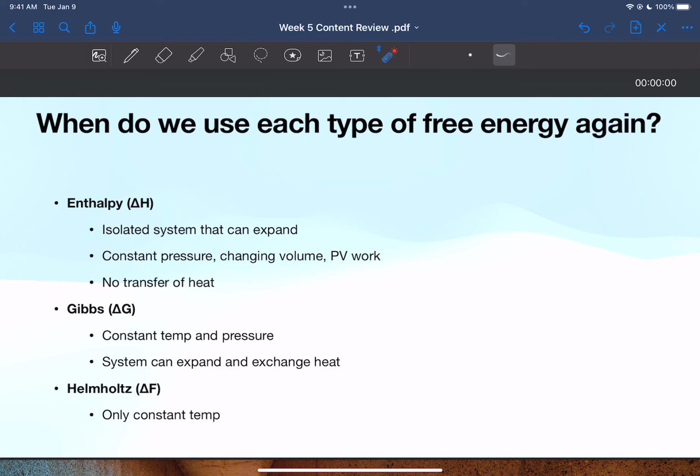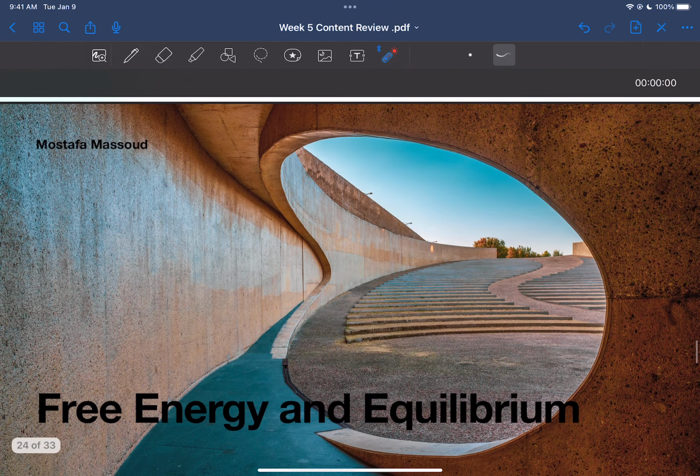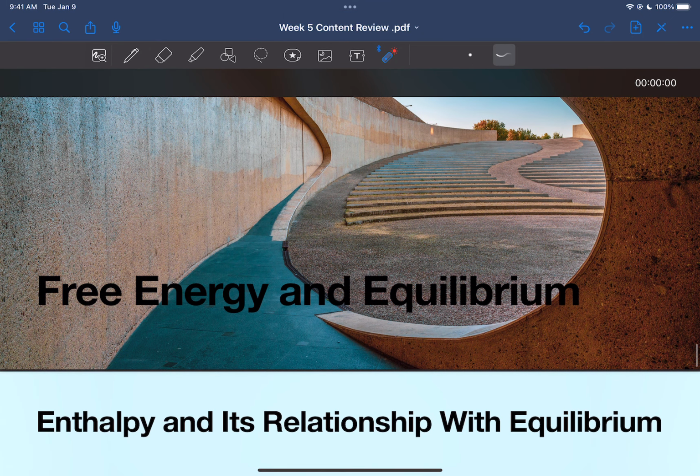Now, Gibbs free energy, it's constant temperature and pressure, and the system can expand and change heat. So the volume can change, and you can exchange heat as well. Helmholtz, you only have constant temperature. So this is constant temp, this is constant pressure, and this is constant pressure and temperature. So those are the different types of free energy.